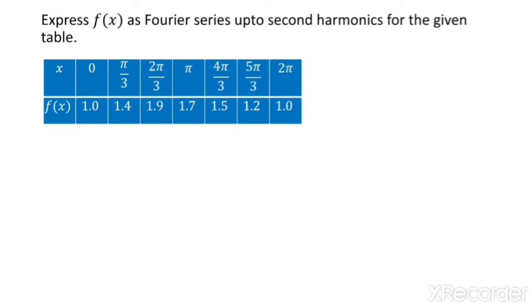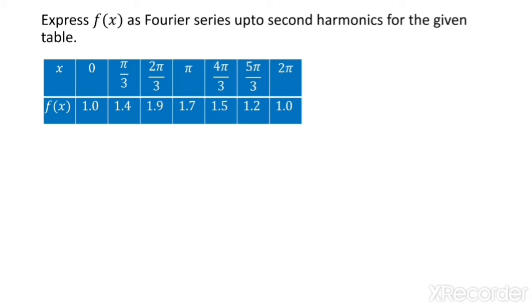Let's get into the problem. Express f of x as a Fourier series up to second harmonics for the given table. Now from the table, you can see the values of x are 0, pi by 3, 2 pi by 3, pi, 4 pi by 3, 5 pi by 3 and 2 pi. Now just notice the first value and the last value.